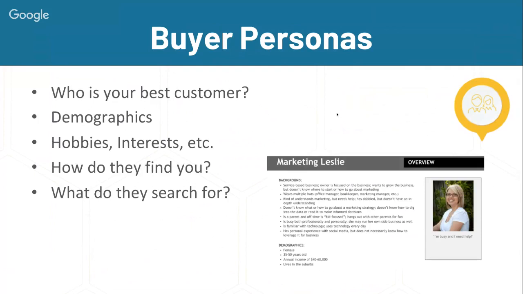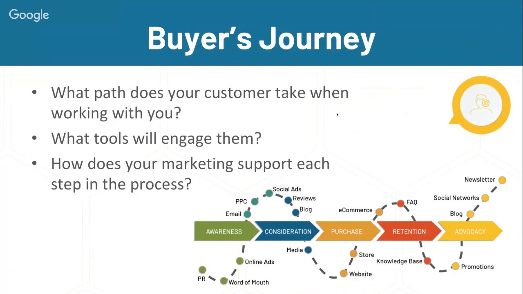So once you have your persona, then it's time to think about the journey behind that persona. When your perfect client chooses to engage with you, what paths do they take when they're working with you? This is an example of the buyer's journey at the bottom. So people move from awareness, where they'll be engaged with you via word of mouth, online ads, email, blogs, pay-per-click advertising, to find out about you.